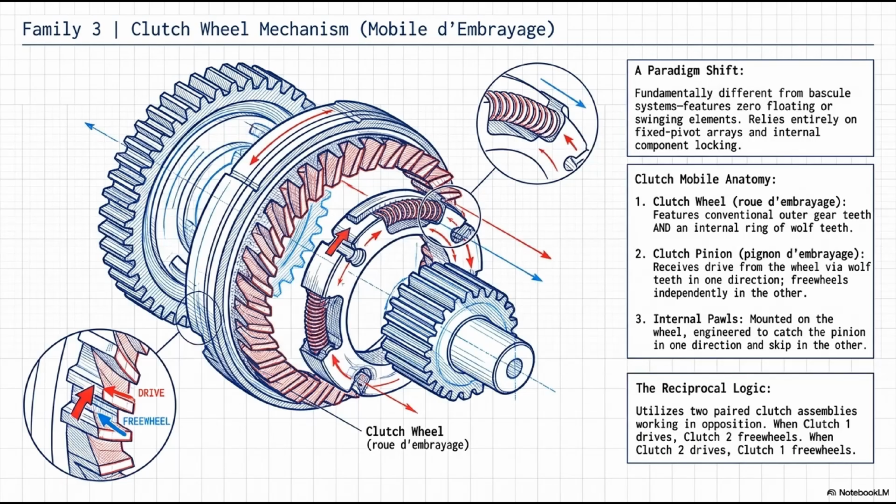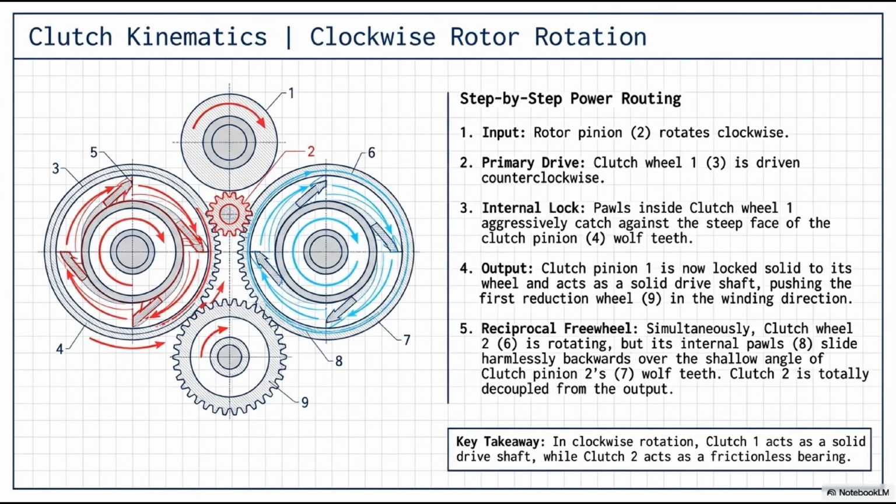The system relies on reciprocal logic. It utilizes two paired clutch assemblies working in direct opposition. When clutch 1 locks and drives, clutch 2 automatically freewheels. When clutch 2 locks and drives, clutch 1 freewheels. Let's see this dance in action. Let's trace the power routing of the clutch kinematics during clockwise rotor rotation. Follow the red arrows representing active force.